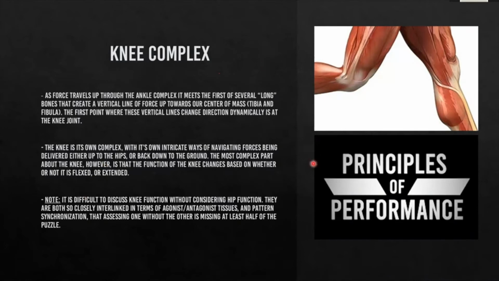Oh, that's cool. So it is difficult to discuss knee function without considering hip function. They are both so closely interlinked in terms of agonist and antagonist tissues and pattern synchronization that assessing one without the other is missing at least half the puzzle. The same goes for the joint below, the ankle complex as well.